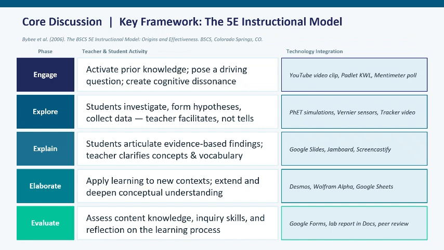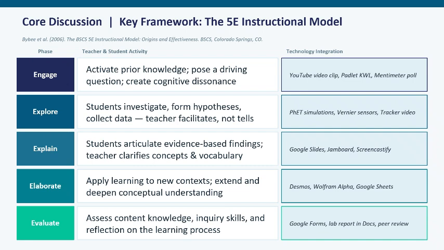Bybee and colleagues developed the 5E instructional model in 2006, the framework underpinning DepEd's senior high school curriculum guides. The five phases are engage, explore, explain, elaborate, and evaluate. In engage, a YouTube clip or Mentimeter poll activates prior knowledge. In explore, the heart of IBL, students use PhET simulations, Vernier sensors, or Tracker to gather real data and test hypotheses while the teacher facilitates.